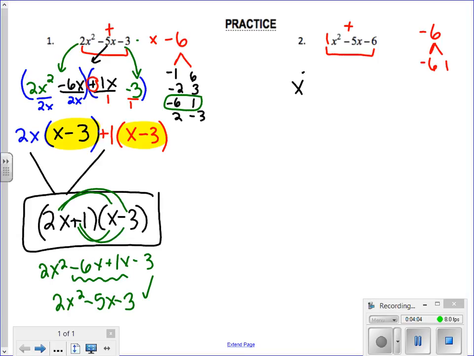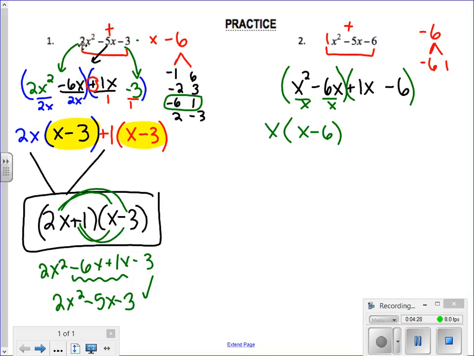So I'm going to split the middle using that negative 6 and 1. So I'll have x squared minus 6x plus 1x minus 6. I'm going to go ahead and group now. I have 2 parentheses where I'm now going to look for a GCF. The GCF for the first term is x. So when I divide x out, I'm left with x minus 6.